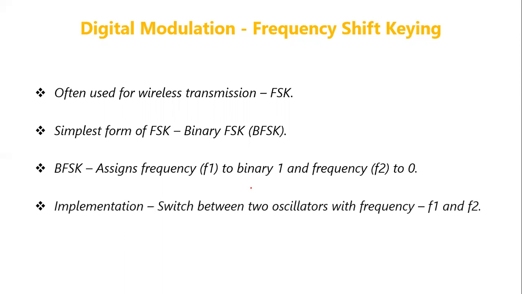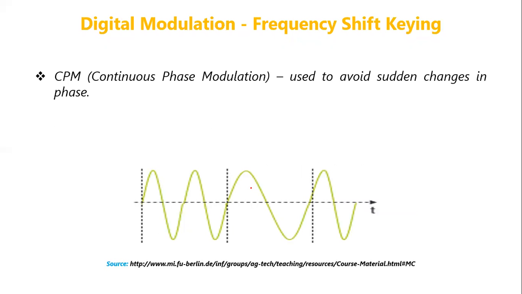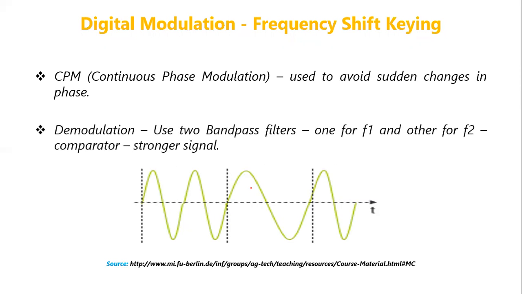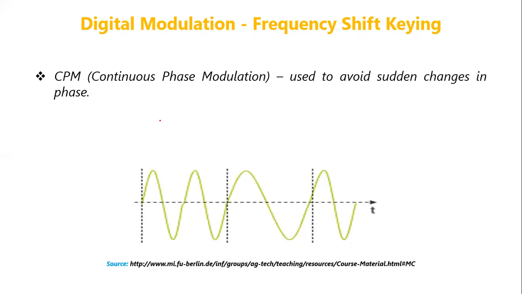This can be easily implemented by using two different oscillators. One oscillator will be creating signals of frequency f1 and another oscillator will be creating signals with frequency f2. Whenever you want to transmit a 1, use the first oscillator. Whenever you want to transmit a 0, use the second oscillator. But when you switch from one oscillator to another, there is a chance that the phase of the signal may get changed. So to avoid such sudden phase changes, we can use CPM, which means continuous phase modulation. The concept of CPM can be used to avoid sudden changes in the phase when you change from one frequency to another frequency.